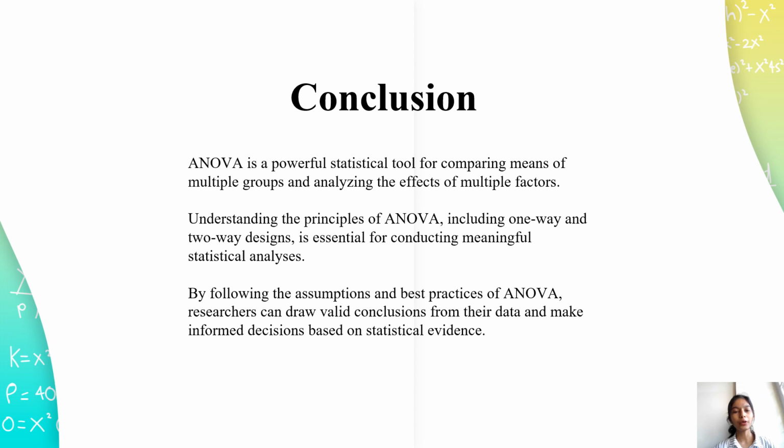Conclusion. ANOVA is a powerful statistical tool for comparing means of multiple groups and analyzing the effect of multiple factors. Understanding the principles of ANOVA, including one-way and two-way designs, is essential for conducting meaningful statistical analysis. By following the assumptions and the best practices of ANOVA, researchers can draw valid conclusions from their data and make informed decisions based on statistical evidence.